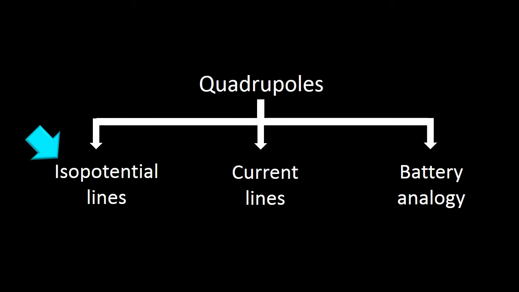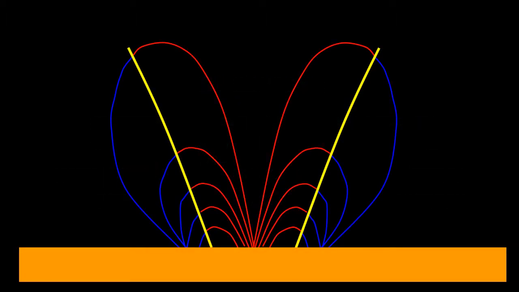The isopotential line model may be used to explain quadrupole function in certain situations, but it is not as helpful as the other two. Quadrupoles can also be represented as Cordon lines. I find the Cordon lines model very helpful to understand the behavior of quadrupoles in neurophysiology. This frame depicts a quadrupole generator in the form of a caramel rectangle that could represent a dendritic or an axon segment.